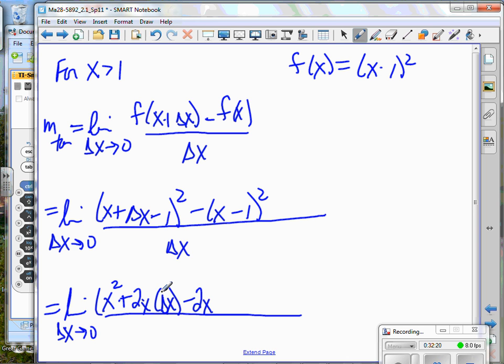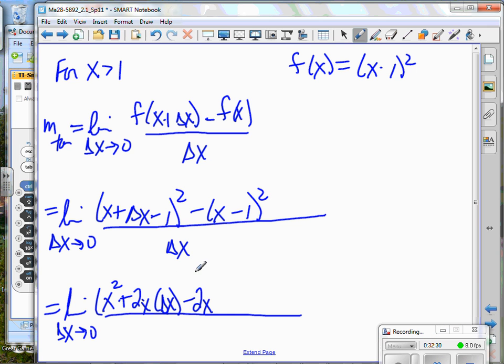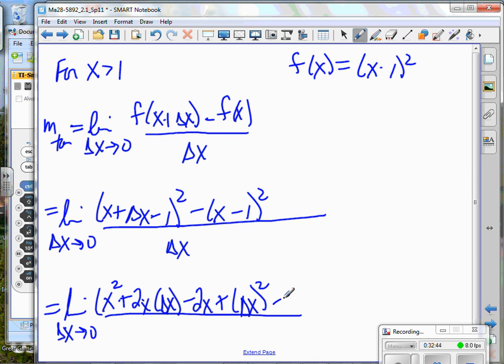Let's see. Look over here. Can I get that all? Minus delta x plus 1. And then I have to subtract this one, we all know.